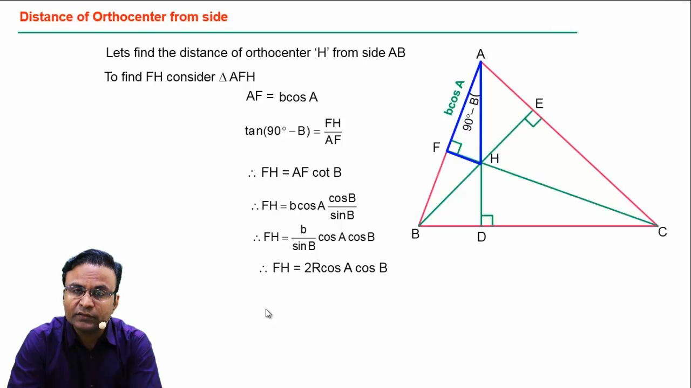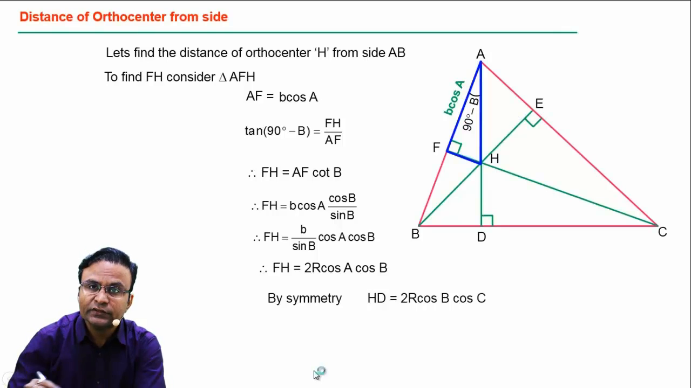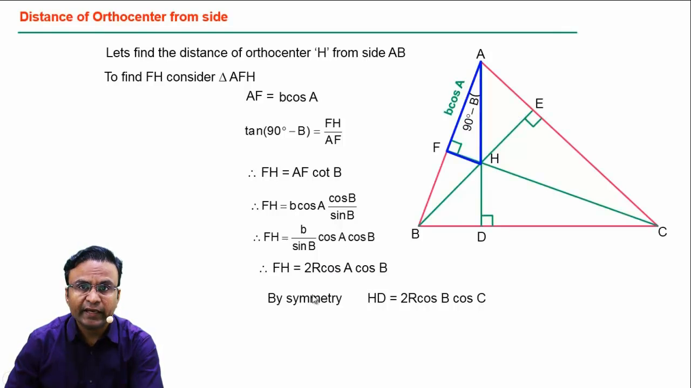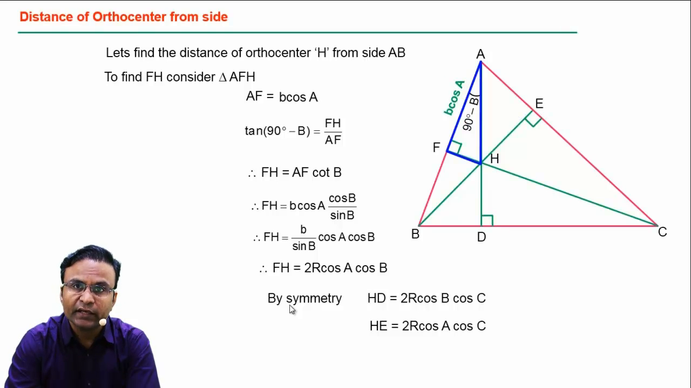Also this length is symmetrical because we can consider FH between angles A and B. So we get cos A cos B. So we can write other lengths by symmetry. The distance of orthocenter from side BC, HD, is 2R cos B cos C, and HE is equal to 2R cos A cos C. So we have found distances of orthocenter from vertices and sides.